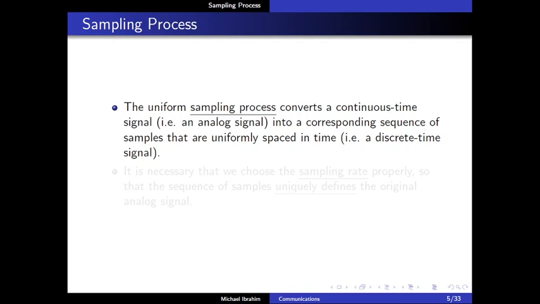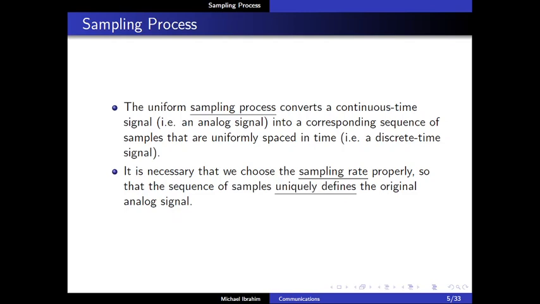In the uniform sampling process, we convert a continuous time signal into a discrete time signal by basically taking samples at uniform or equal distances or spaces in time. So in uniform sampling, we take the value of the signal at, let's say, time 0, and at time equals Ts, and 2Ts, 3Ts, and 4Ts, where Ts is the sampling interval or sampling period. That's why it's called uniform sampling, because the samples are uniformly spaced in time.